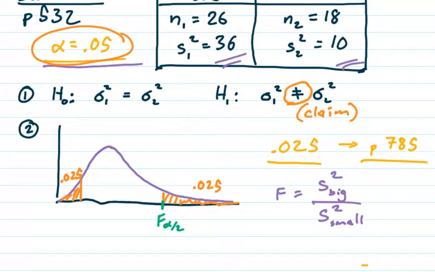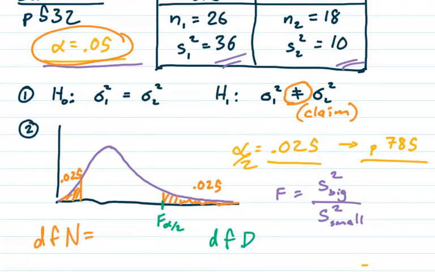So the book says don't pay attention to the subscripts. Sometimes it could be S subscript 2 squared divided by S subscript 1 squared, as long as we're doing the larger value divided by the smaller value. So this was our alpha over 2, that is. Then the next thing, the degrees of freedom for the numerator and the degrees of freedom for the denominator. Those are what we need to look at.